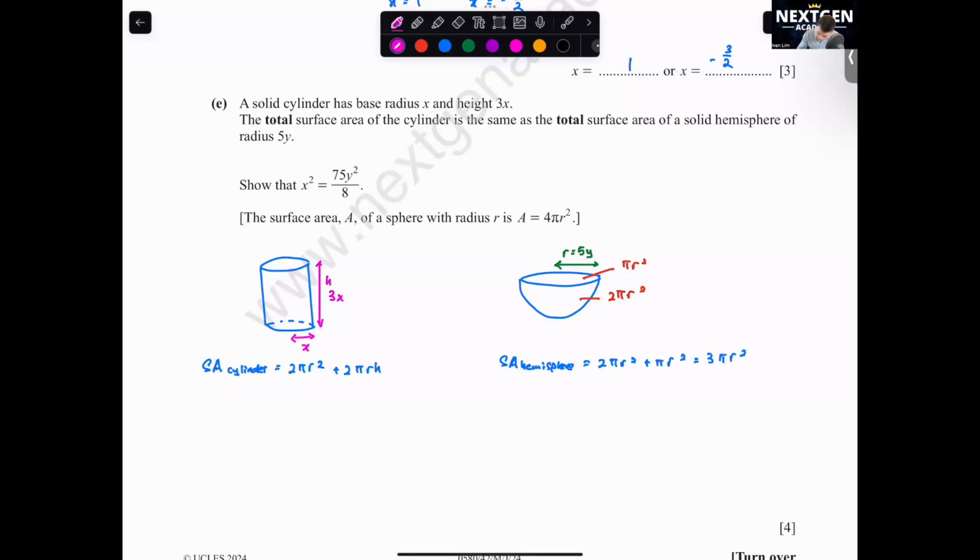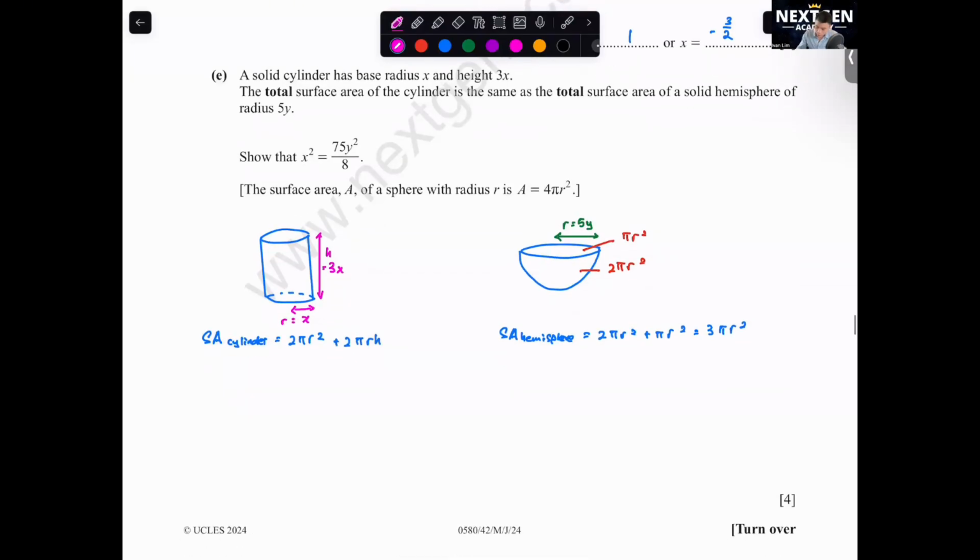This one, let me just write, this is the h, and here is equal to the r. Okay, substitute the value inside, and we equate both of it. So the equation will be 2 pi x square plus 2 pi x 3x is equal to 3 pi r square. So 3 pi 5y square. Okay, they want x square as the subject.